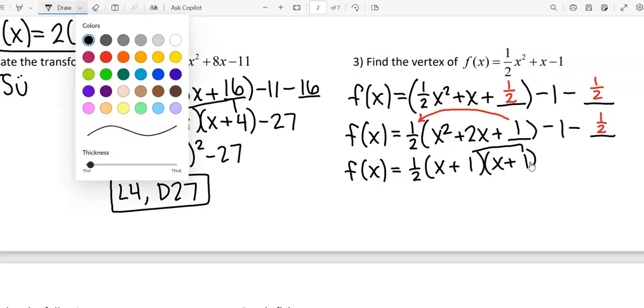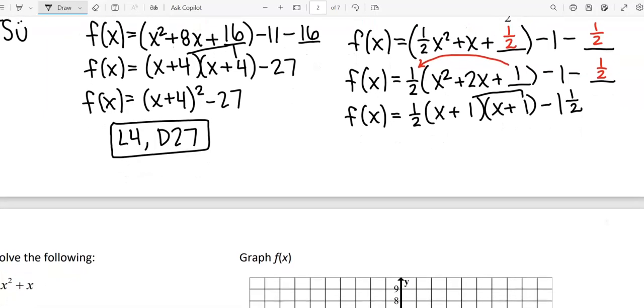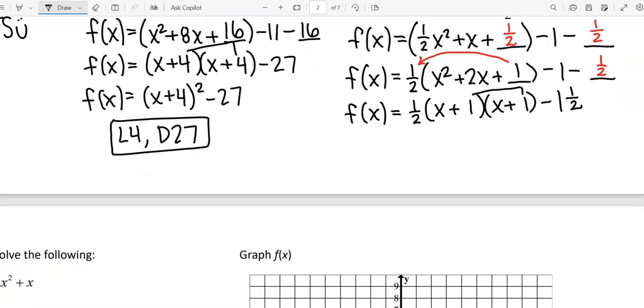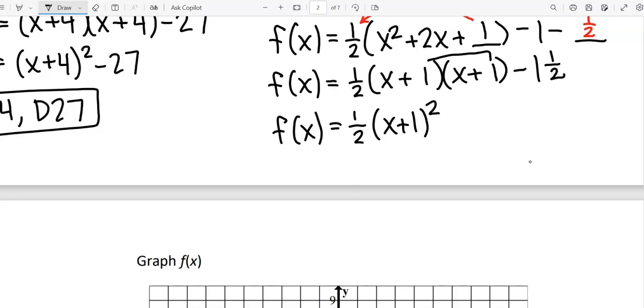For this step, and this step only, you can write -1 minus 1/2 as a mixed number if that helps you. It does help me sometimes, so I'll write -1 1/2 here. Know that in the last step you have to change it to an improper fraction. So f of x equals 1/2 times x plus 1 squared. To change 1 and 1/2 into an improper fraction, you multiply the 2 and the 1 to make 2, and then add it to the 1 on the top to make 3. So this is -3, and it stays over 2.